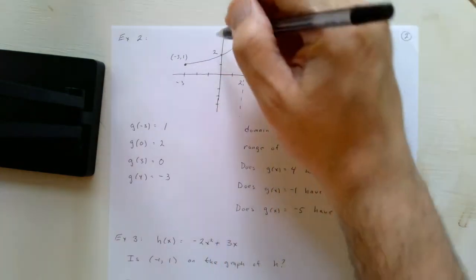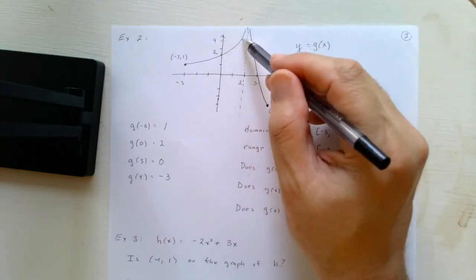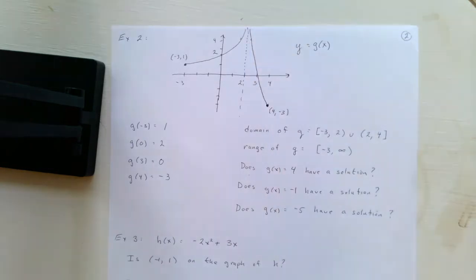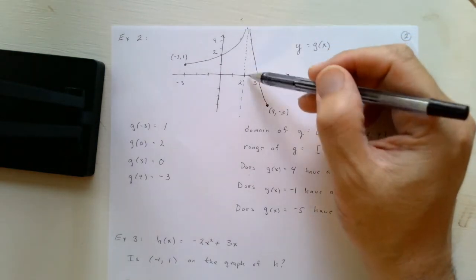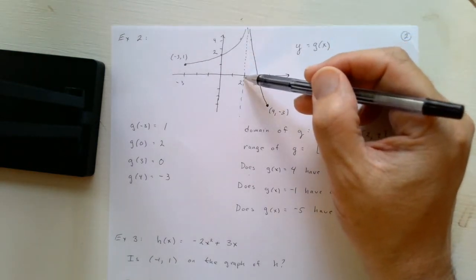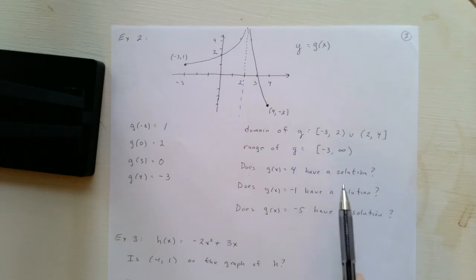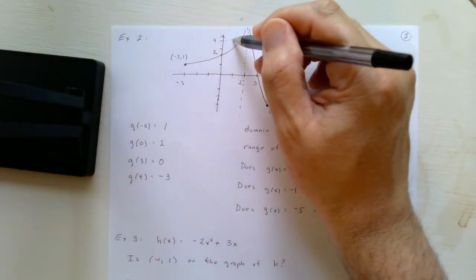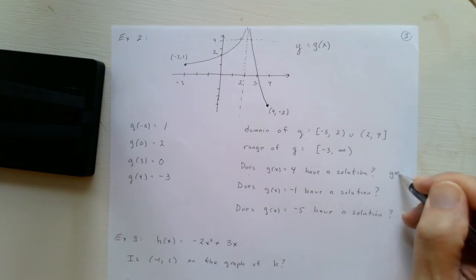Okay, well, we can see that 4 is up here. And sure enough, we can see that there are these 2 points here that correspond to that y value. We don't know exactly what the x value is. We know that this one seems to be between 2 and 3. But we're not asking for the x value. We're not asking for the actual solution. We're just asking, does it have a solution? Okay. And another way of looking at it is, does the graph cross the line y equals 4? And it does. So the answer is yes.